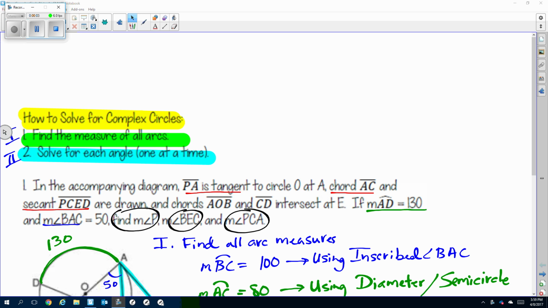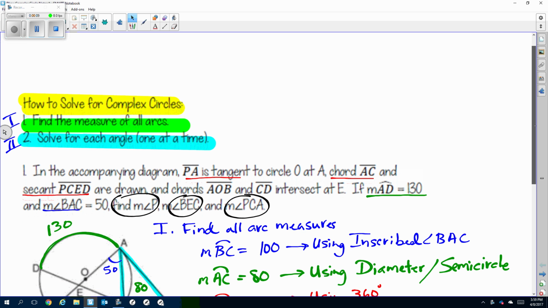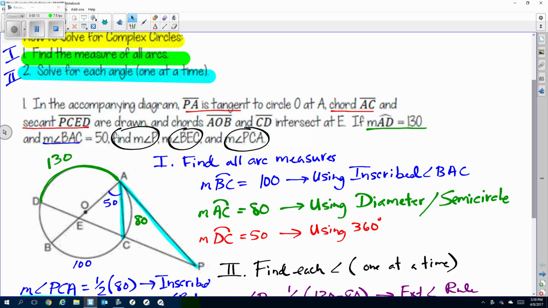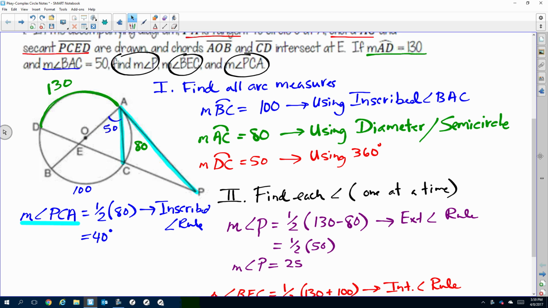Okay, you're going to need to read over the steps and the examples that were done for you, number one, to help you problem solve with the complex circles. On number one, I'm going to get into the video explanation, but let me recap real quick. Notice that I've underlined key information, I always label the diagram, and I always find all arc measures, everything on the outside. Go ahead and find that.